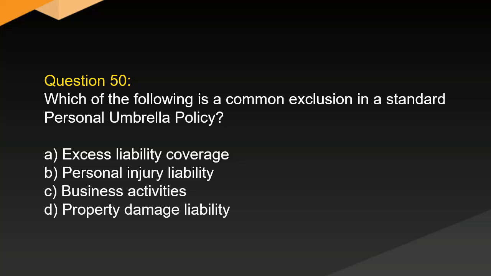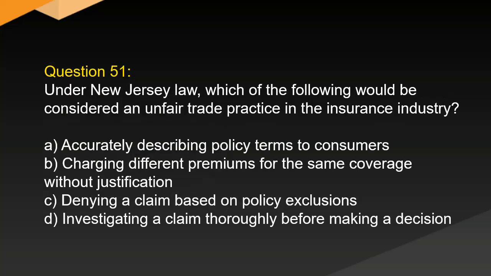Question 50. Which of the following is a common exclusion in a standard personal umbrella policy? A. Excess liability coverage. B. Personal injury liability. C. Business activities. D. Property damage liability.